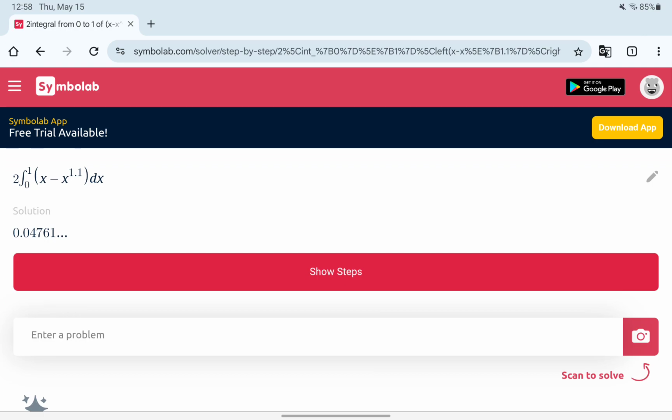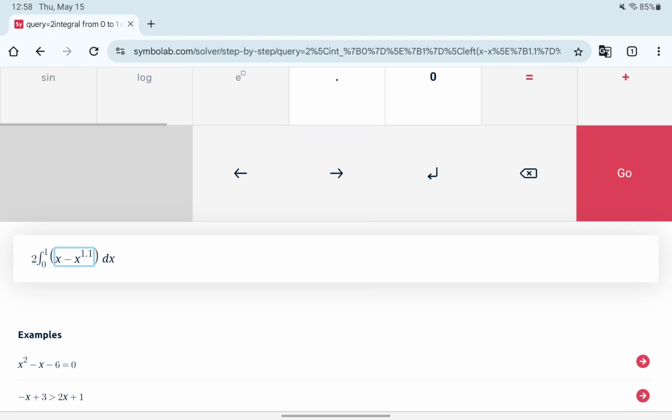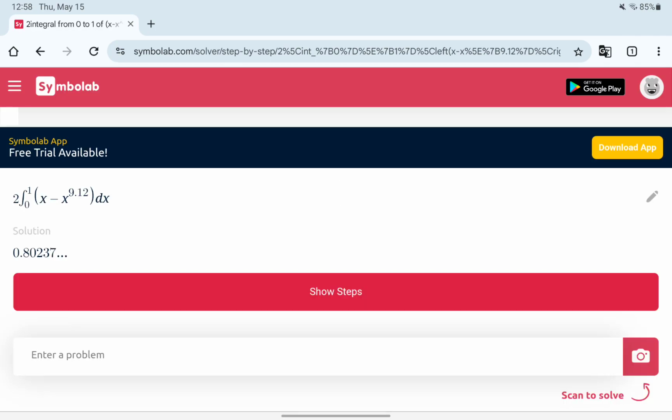And for example 3, we'll have exactly the same setup. All that changes is that Lorenz curve, which in this case will be x to the 9.12. And we get a Gini index of 0.80237.